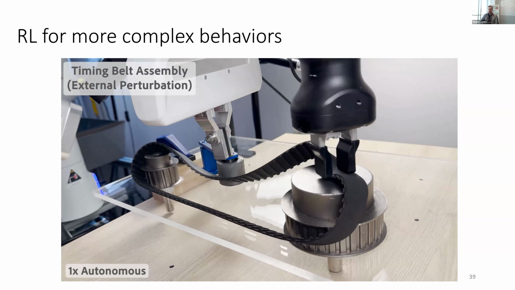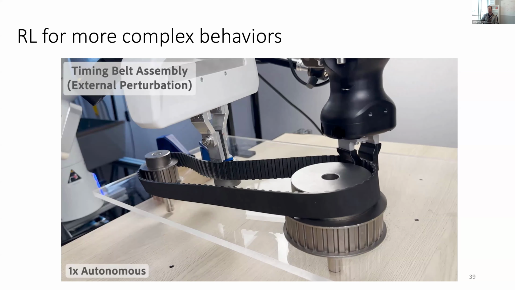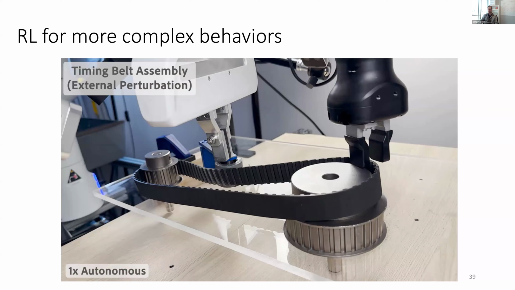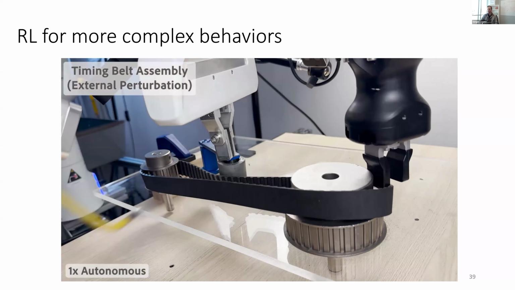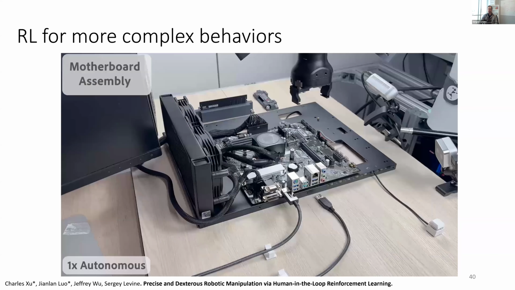Let me just show you some more examples of this timing belt task, and then I'll talk about how this might feed into vision language action models in the future. So here you can see an experiment with robustness to perturbations, where Charles kind of tortures this policy and perturbs it in various ways, and it still recovers.